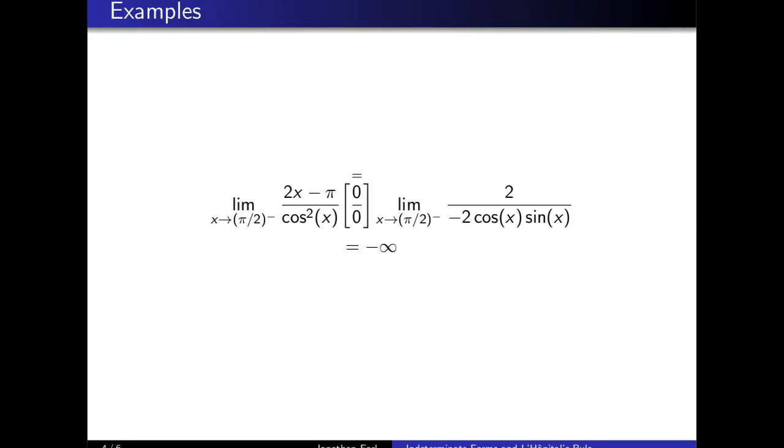So we could say that we have a 0 over 0 indeterminate form, and then we're going to take the derivative of our numerator and denominator. So the derivative of our numerator will be 2, derivative of the denominator will be minus 2 cosine times sine.